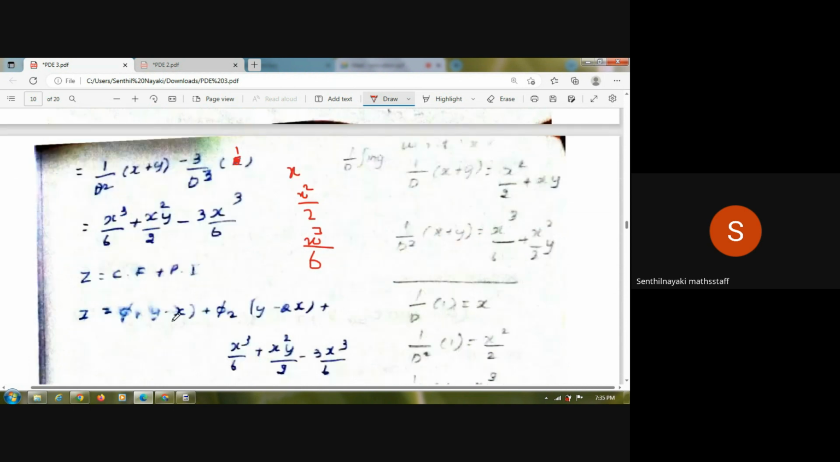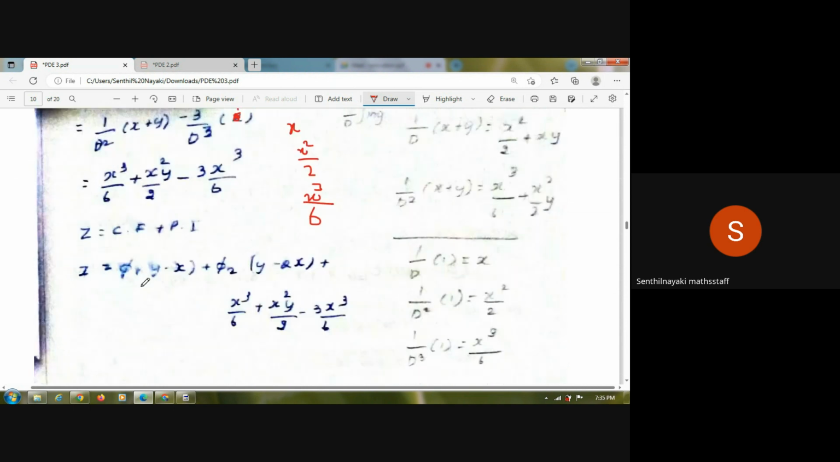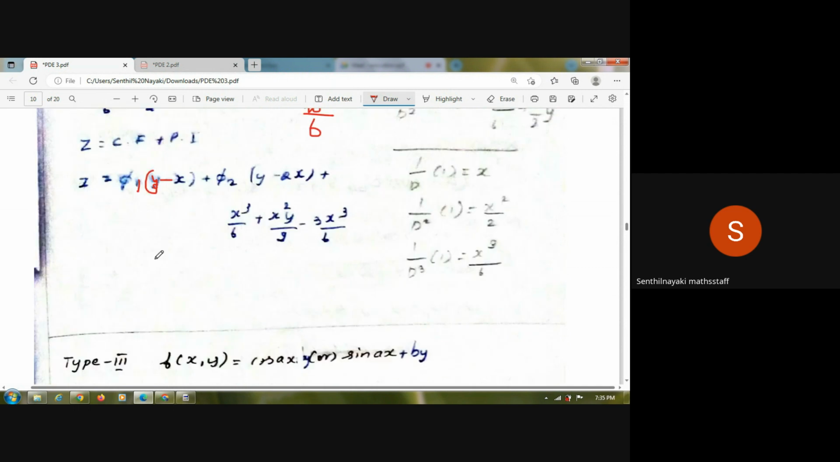So this is PI. So the general solution is z equal to phi 1 of y minus x plus phi 2 of y minus 2x plus x^3 by 6 plus x^2 y by 2 minus 3x^3 by 6. Okay. So type 3 we will discuss in the next class.